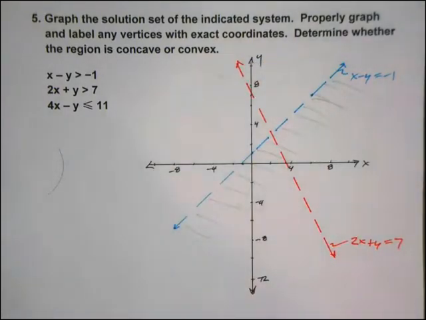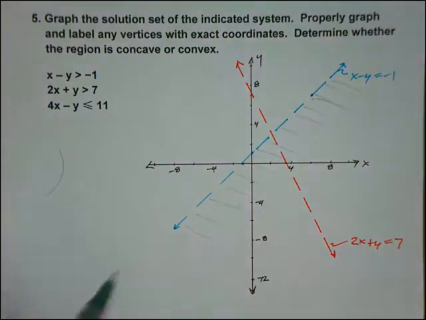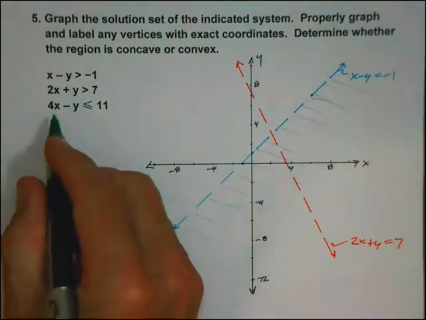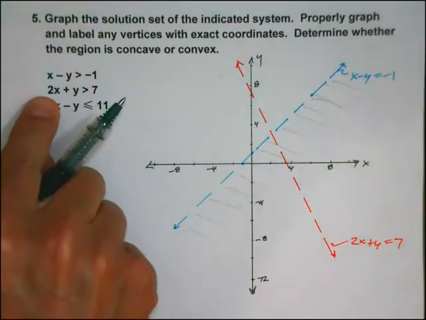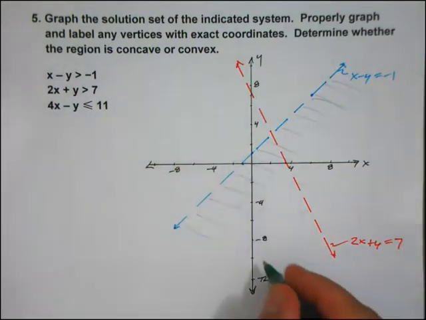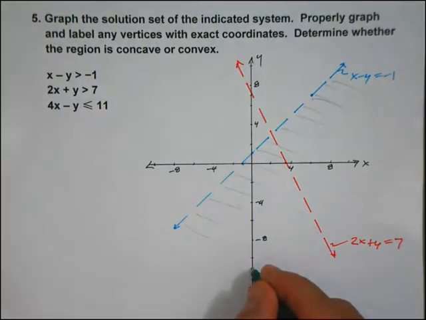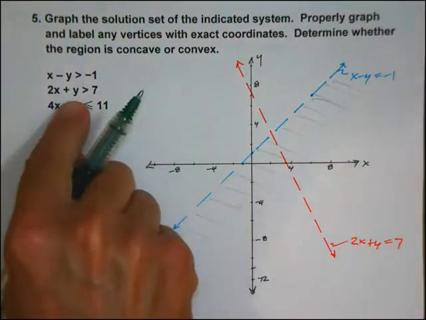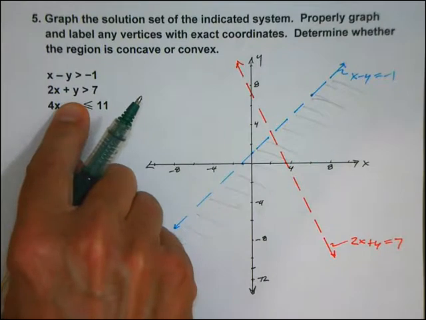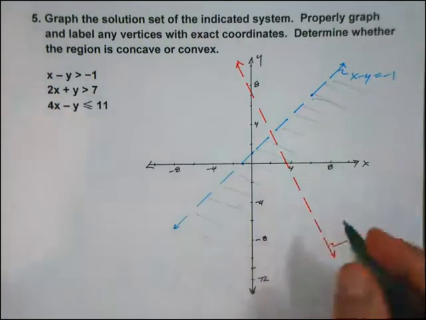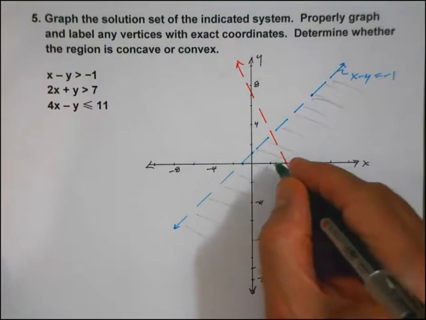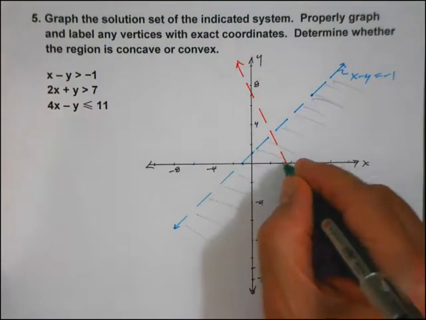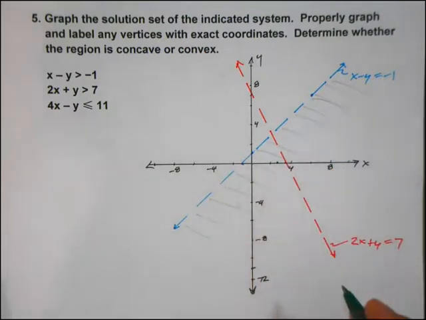Okay, third inequality, a third contrasting color. Let's get the boundary line. If x were 0, y would be negative 11. Okay, negative 10, negative 12, negative 11 right there. If y is 0, we have x equaling 11 fourths. Okay, that would be 2 3/4. So, let's see here. Here's 2, there's 4. Alright, 3's halfway between, 2 3/4, about there.